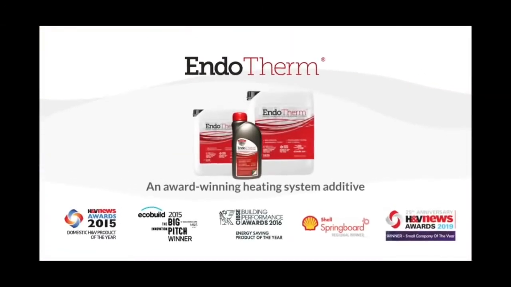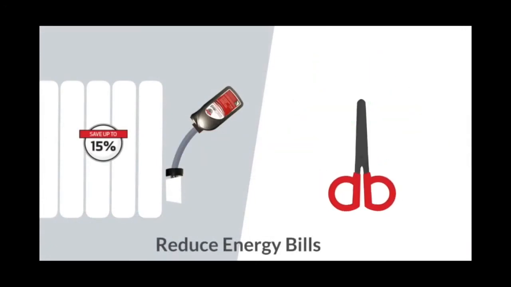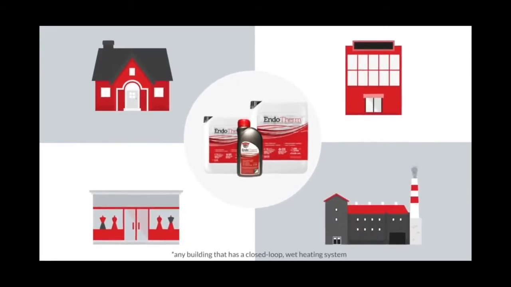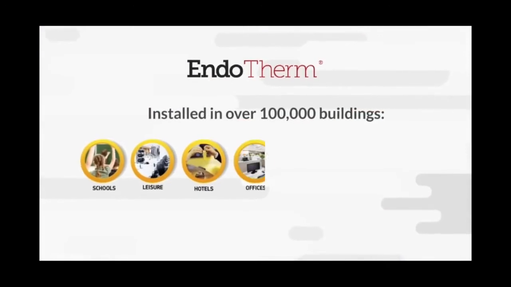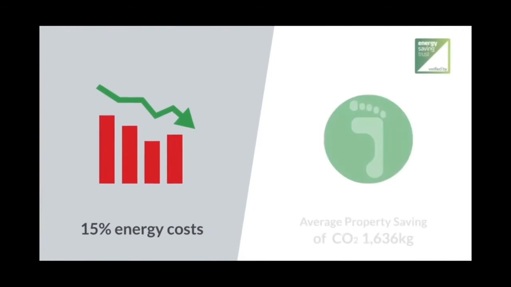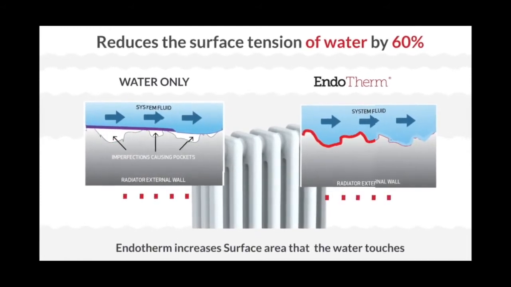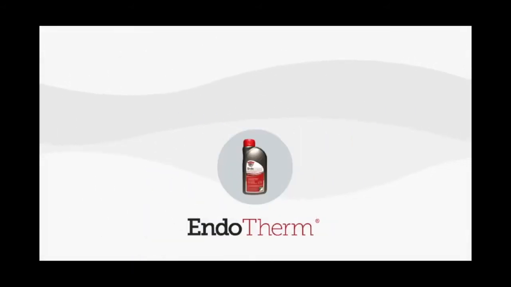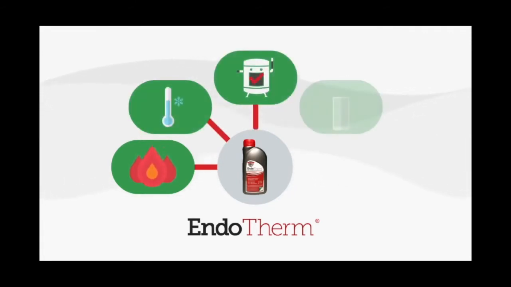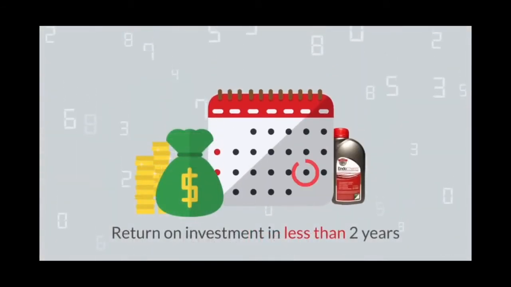Introducing Endotherm, an award-winning heating system additive, which can reduce energy bills by up to 15%. Endotherm liquid chemistry can be installed in domestic, commercial, retail, or industrial buildings. Endotherm has been installed in more than 100,000 buildings, with typical savings of 15% on energy cost and CO2. Endotherm reduces the surface tension of water by up to 60%, which improves heat transfer, returns water to cool temperature quicker, improving boiler condensation, nucleate boiling, and increases cycle length, with a typical return on investment in less than 2 years.